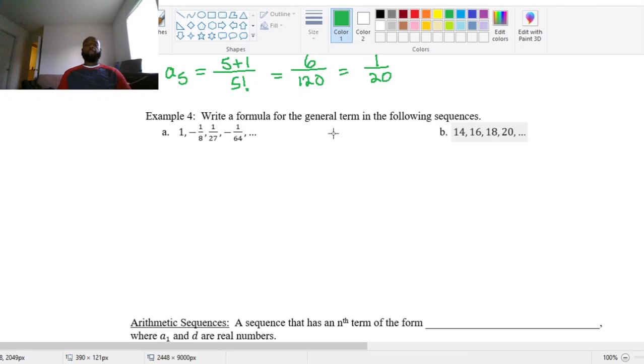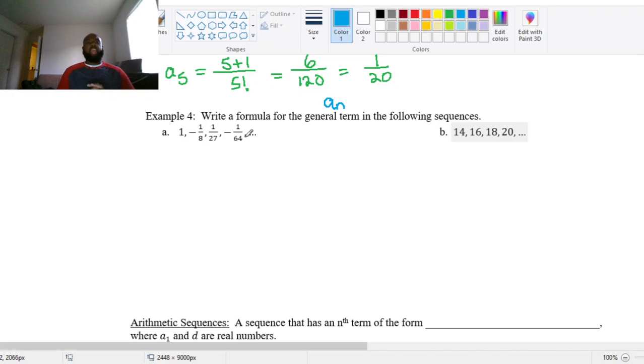It says write a formula for the general term. Remember, we said that the general term was that a sub n, right? It was that formula that we would give. We want to come up with a sub n that represents this sequence. All right, our first term is 1, and then we got -1/8. Then we have +1/27. Then we have -1/64. So this is where it gets hard, right?